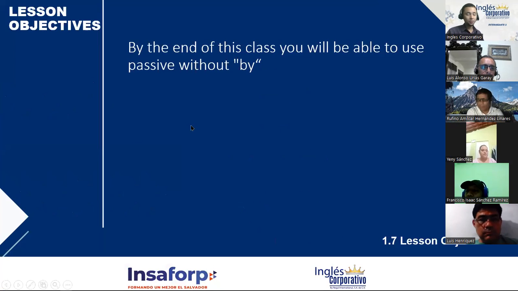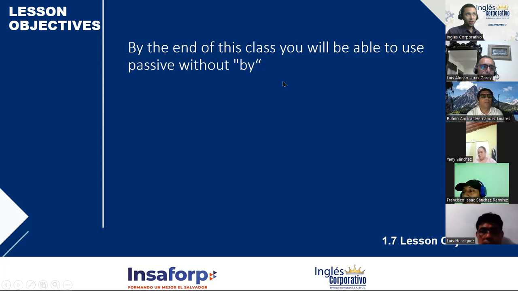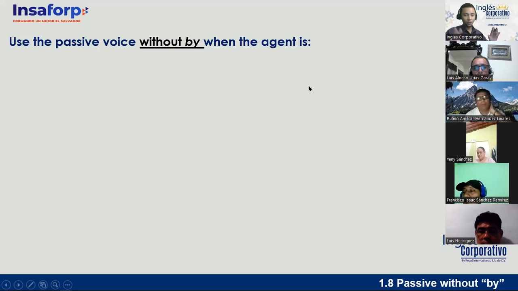So the lesson objectives for today: by the end of this class, you will be able to use the passive without by, which is what we studied yesterday, but we couldn't finish. We're going to finish today. And also we're going to study past continuous and past simple. This is a very short review. We use the passive voice without by when the agent is... let's see if you remember. What are the three circumstances in which we use the passive voice without by?